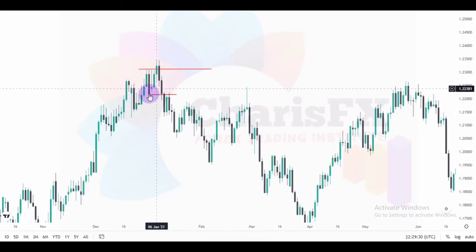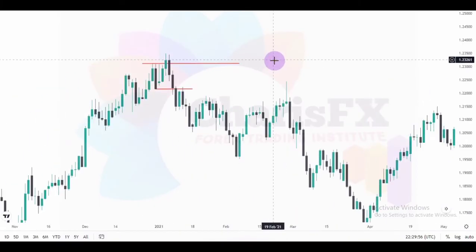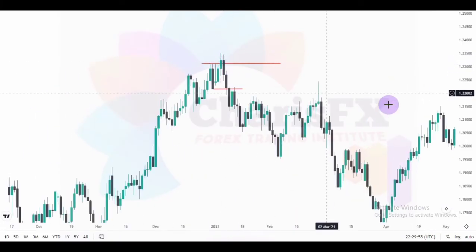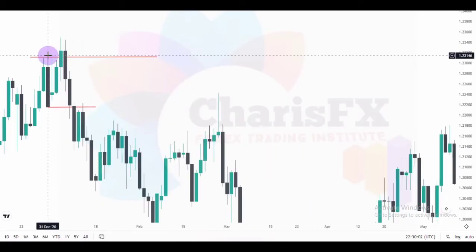So you see how we are using the candle wick to identify structure and the body of the candle to identify breaking market structure. Candle wick for structure, candle body to identify breaking market structure. Now look at this. The body of the candle has closed above the previous high. So what do you have?